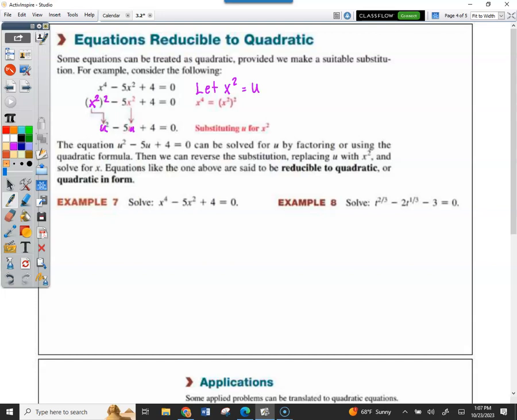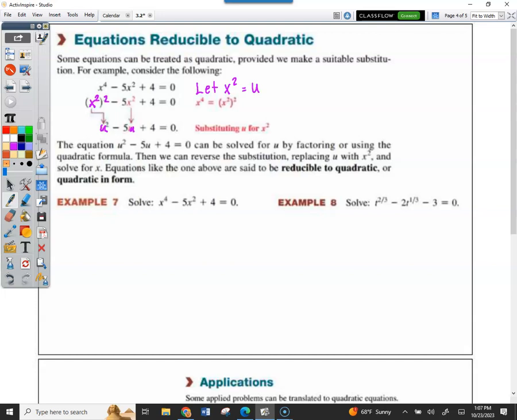Now I have a quadratic in U substitution form that I could solve the normal way, and then I could go back and account for the additional solutions because it did come from a 4th degree polynomial, not a 2nd degree. So I'm going to show you how to do it. It's really not bad. It takes a little bit of practice. It's all about substitution.